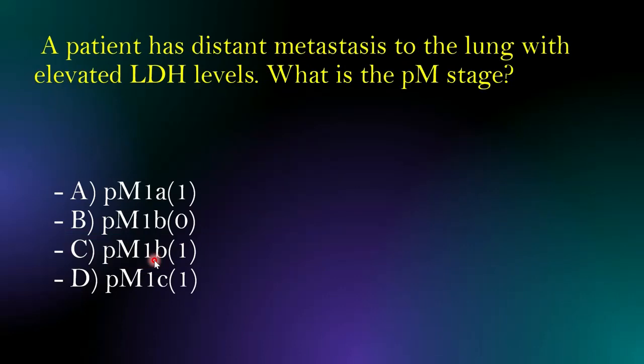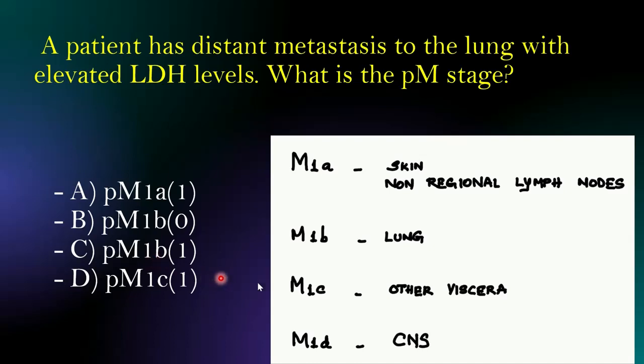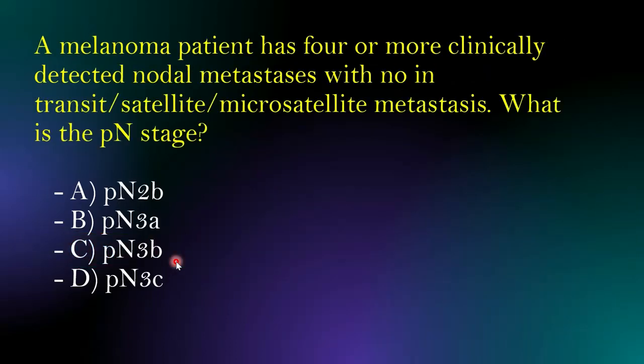A patient has a distant metastasis to the lung with elevated LDH levels. What is the M stage? It is lung, so M1B, we know M1B is lung. LDH level not elevated is 0, elevated is 1. So here it is elevated, so it is 1. Answer is M1B 1.